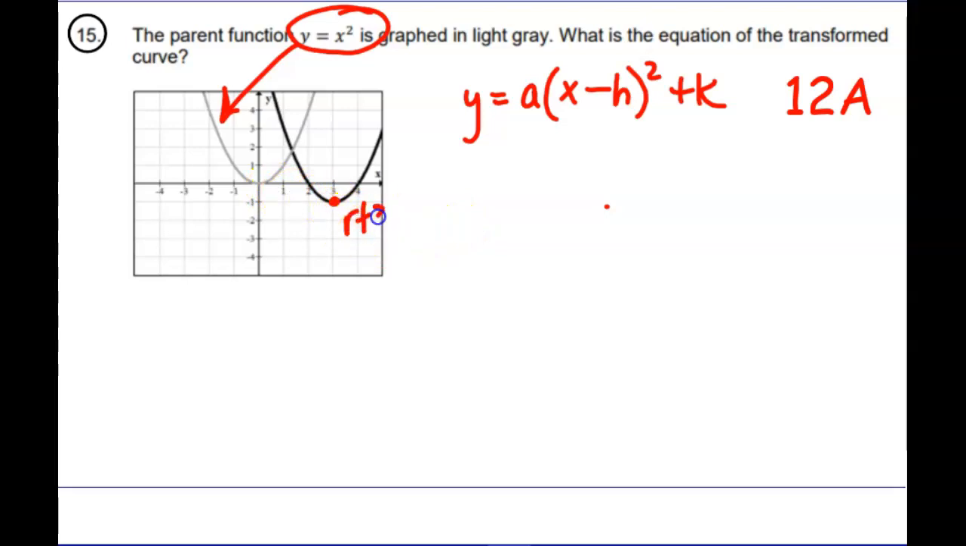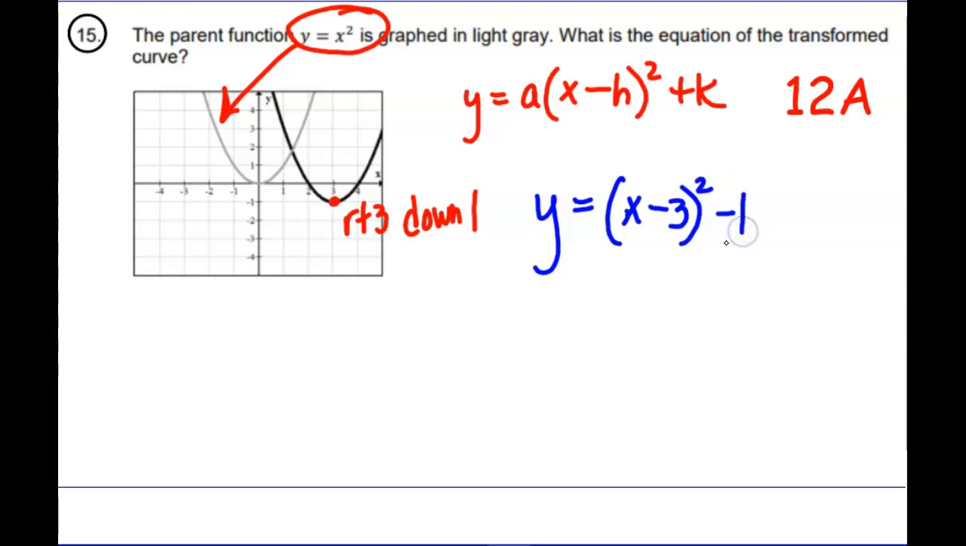So I'm thinking right 3, down 1. So who can tell me where those would go in? I don't think A changed. There's no stretch or flip, so we don't need an A. But it went to the right 3. How do we put that in? -3. And down 1? -1. Good job. Everybody good?